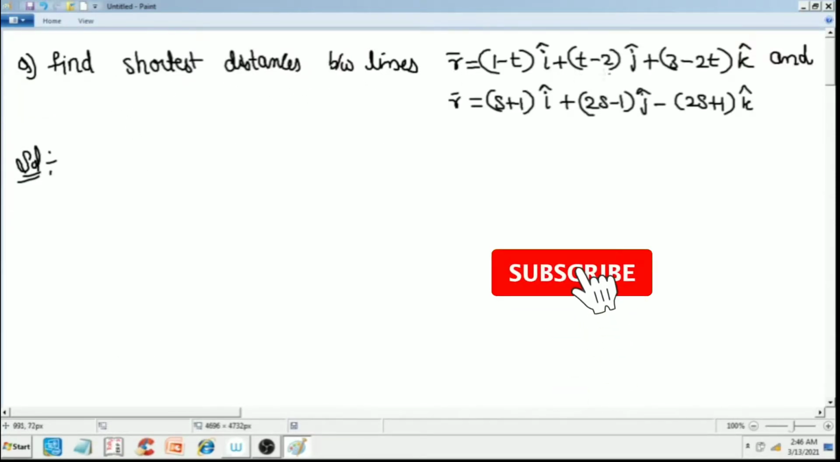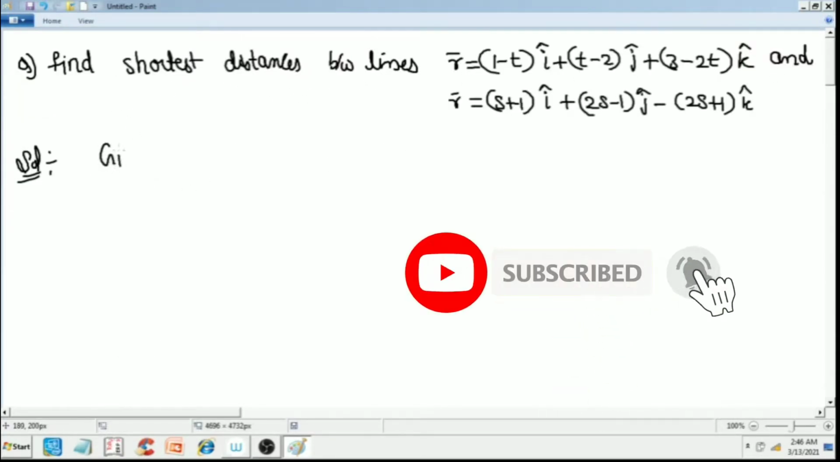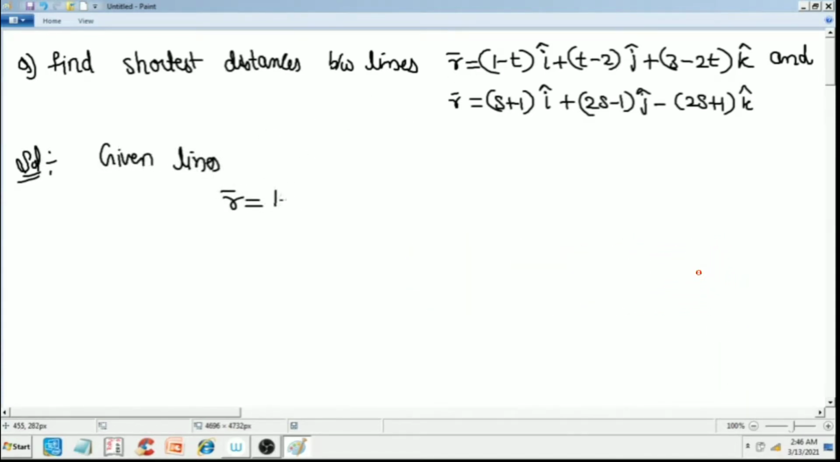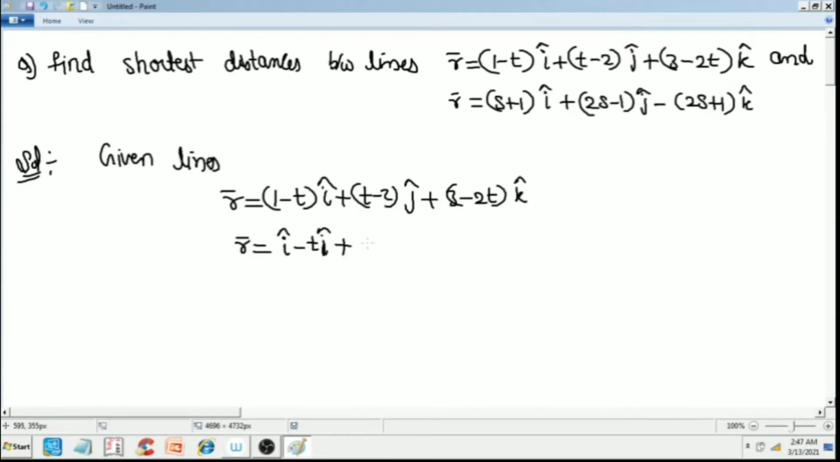Find the shortest distance between the lines. Here, given lines, r bar is equal to (1 minus t) i cap plus (t minus 2) j cap plus (3 minus 2t) k cap. Now just multiply i cap inside the bracket: i minus t i cap plus t j cap minus 2 j cap plus 3 k cap minus 2t k cap.